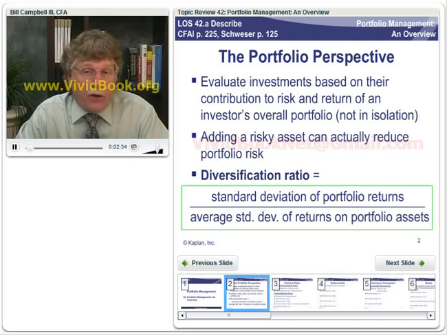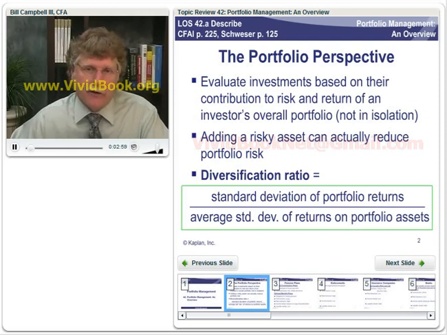If you have a well-diversified portfolio, this number should end up being less than 1. And in fact, if it's extremely well-diversified, it may be that the standard deviation of the portfolio returns is less than each of the individual standard deviations, so you may get a number here that is much less than 1. The lower the diversification ratio, the better diversified your portfolio is. Make sure you can do that calculation on the exam.